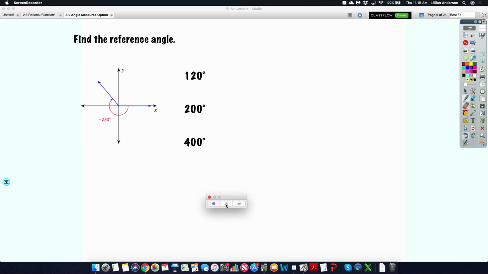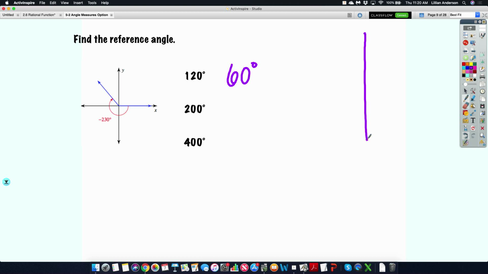120. That's kind of easy. What's the reference angle? It's 60. I say it's easy because it was just on the other page, okay? But if you wanted to graph it, here's your x, here's your y. 120 degrees is going in the counterclockwise direction, so it lies in quadrant 2. So then this is your reference angle, and that is 60 degrees.